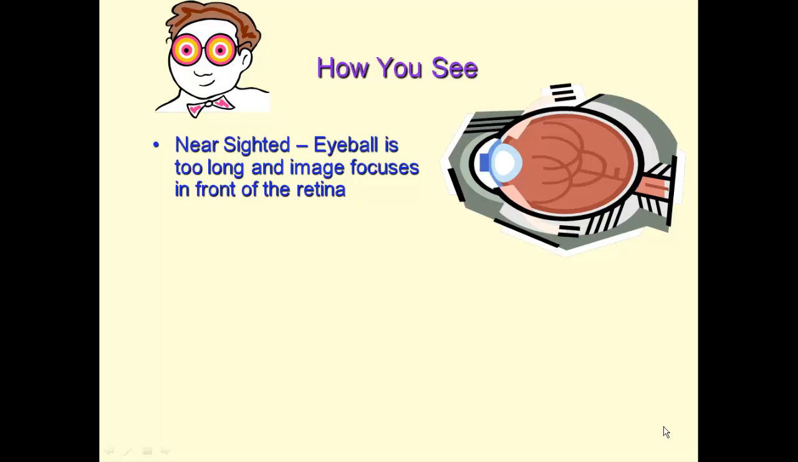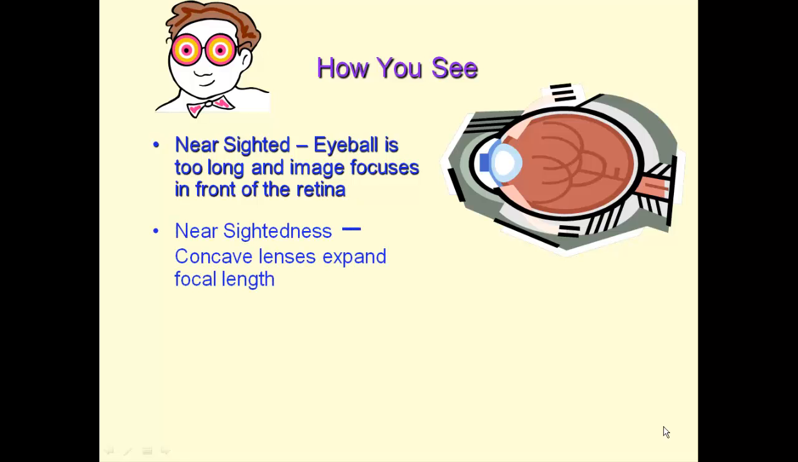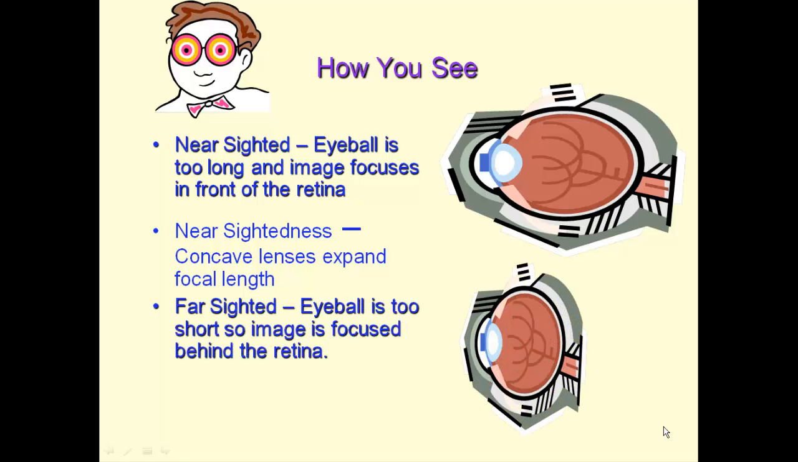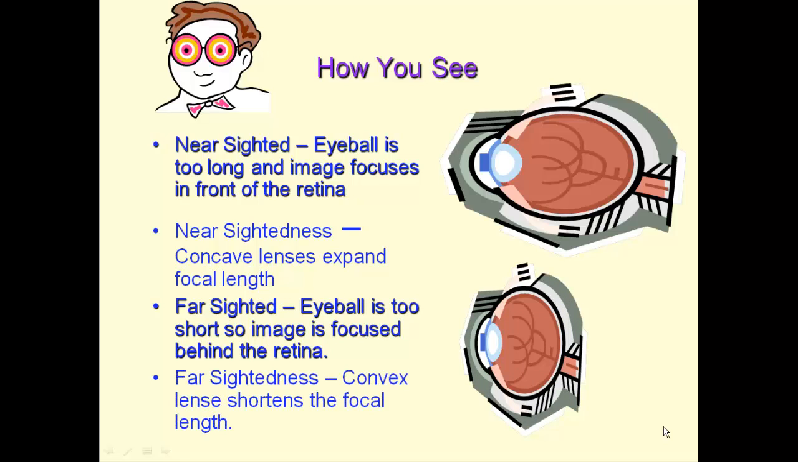Okay, so just some information for you. Nearsighted, the eyeball is too long and the image focuses in front of the retina, and so a concave lens can expand the focal length. Farsighted, the eyeball is too short and so the image is focused behind the retina, so a convex lens shortens the focal length.